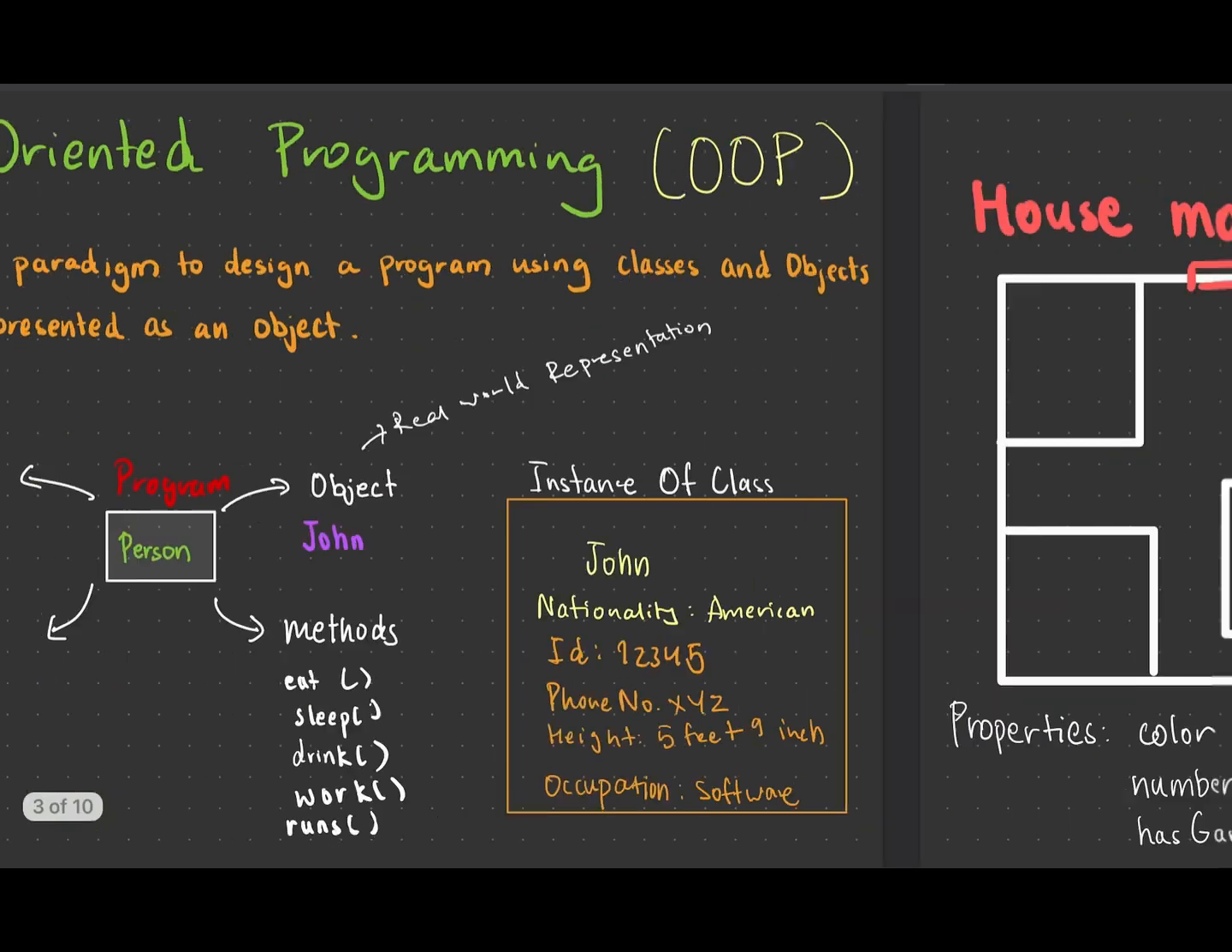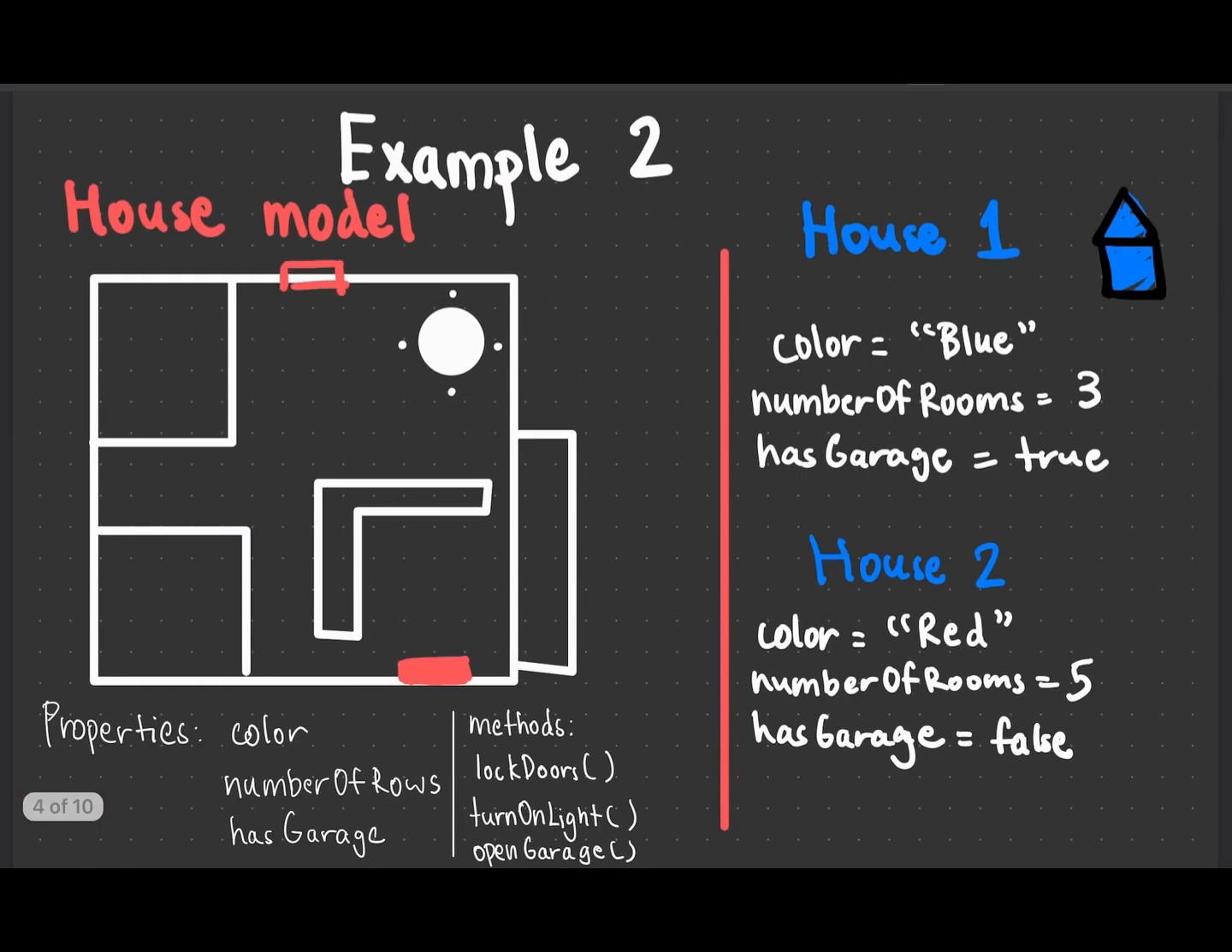So let's take another example. Imagine you're designing a house in a neighborhood. First, you need a blueprint that defines what a house should look like and what features it should have. This blueprint does not represent any specific house. It's just a design. In programming, this blueprint is called a class.